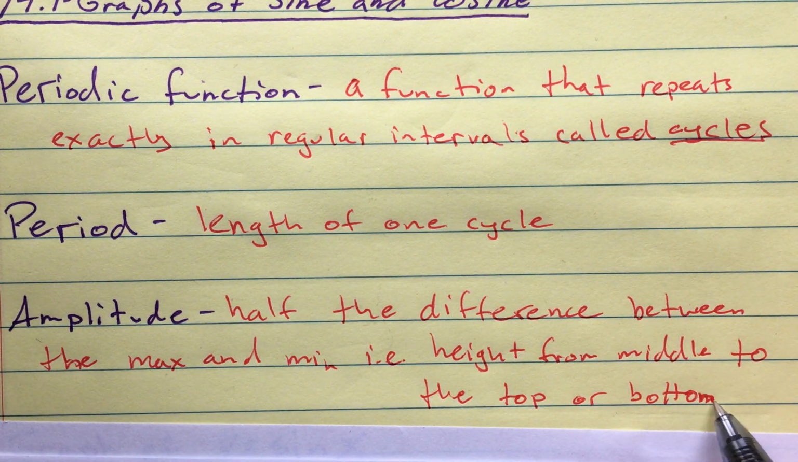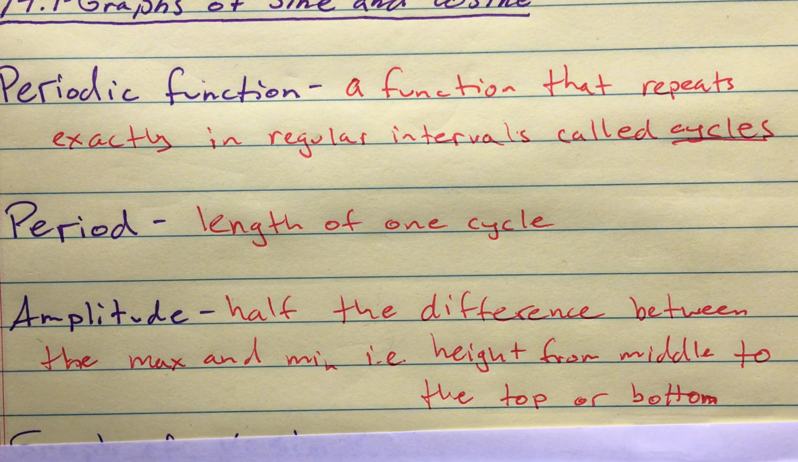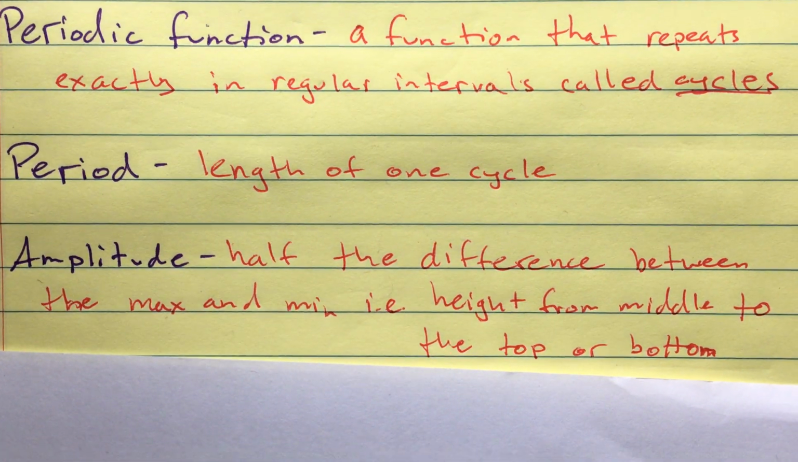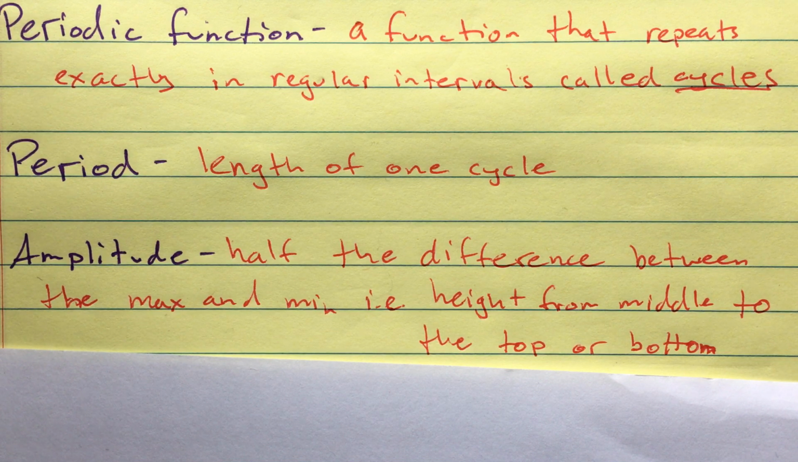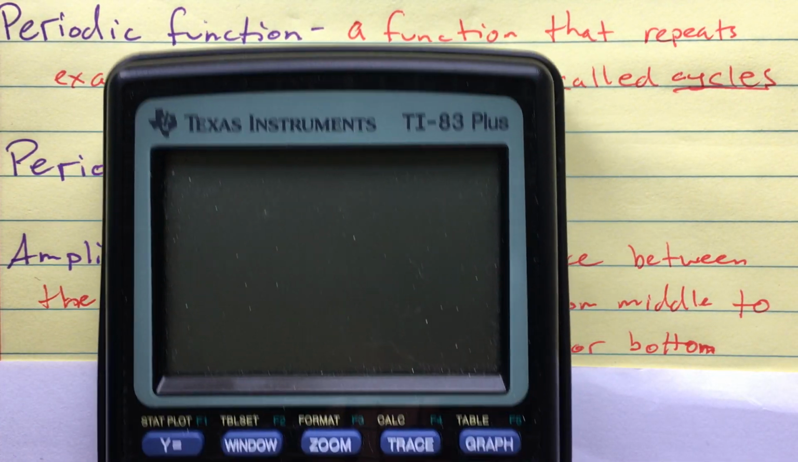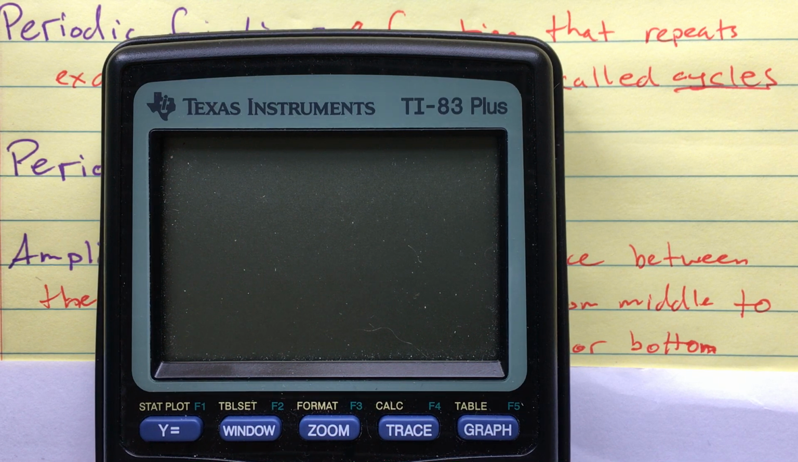So it's the height of the graph. It's the distance that it travels, basically from the lowest to the highest point. Well, from the lowest to the highest point, it's half of that distance. It's the distance from the middle to the top or middle to the bottom. So let's take a look at what these graphs look like. I'll graph them first on the graphing calculator and then show you how we get this shape.